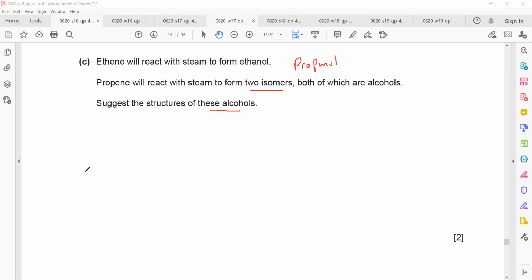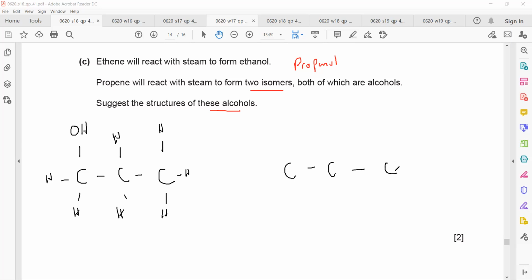So first, prop means three carbons, so first I will draw three carbons. An means they will have single bonds. And in the first one, I will attach OH to the first carbon, then the remaining hydrogens will be there. And in the second one, I will also draw three carbons, but now I will place OH on the second carbon. So they have two different structures.